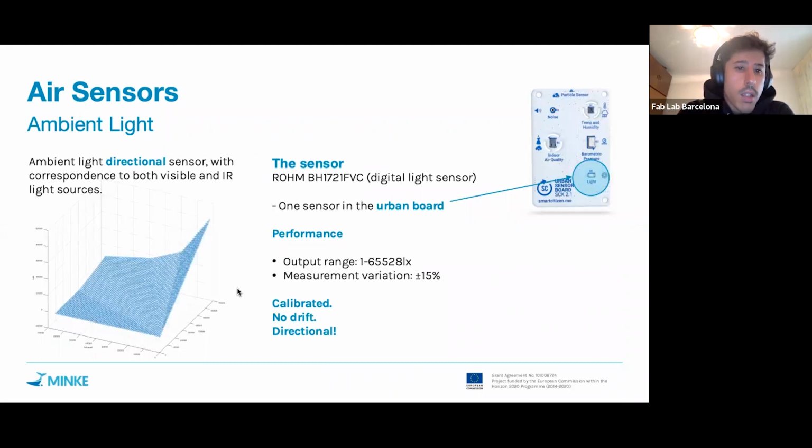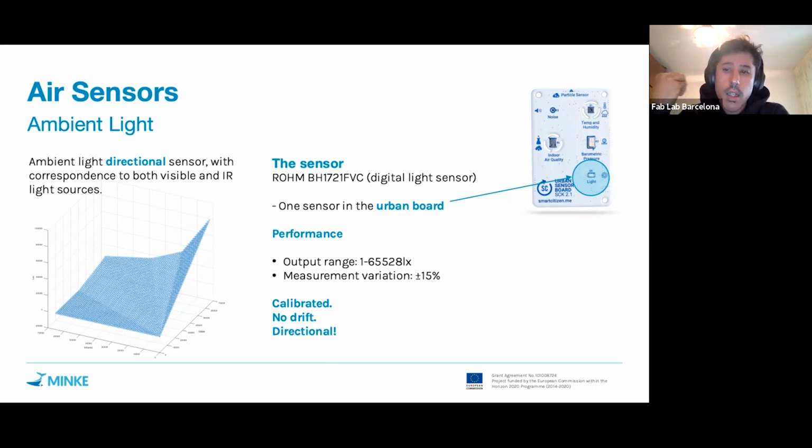Moving on to another sensor, so ambient light, we have a directional ambient light sensor, meaning that it's able to measure both visible and infrared light sources, but basically in a beam. So wherever you are pointing the sensor, you will be measuring that amount of light. It's not a diffused sensor that can measure all the light around it, but a directional one. So if you're pointing it to something white or something black, it will give you different readings. And it will also capture both visible and infrared sources.